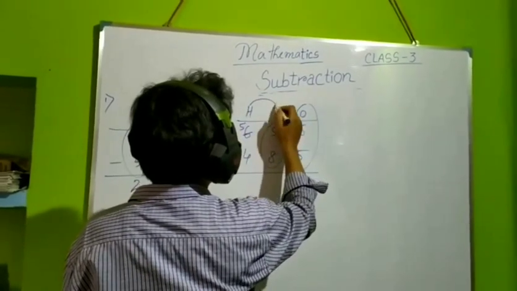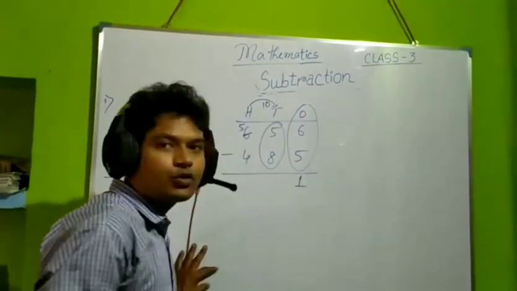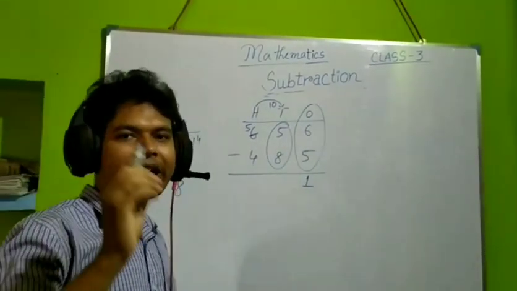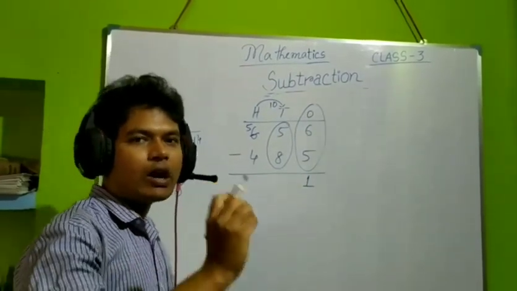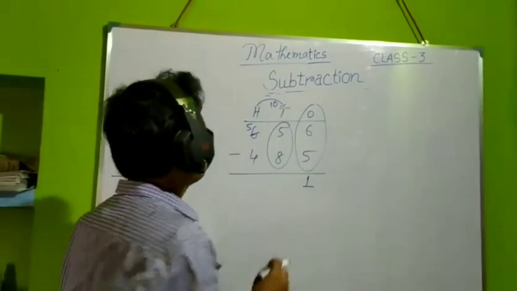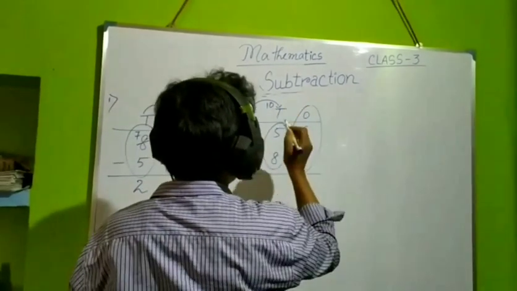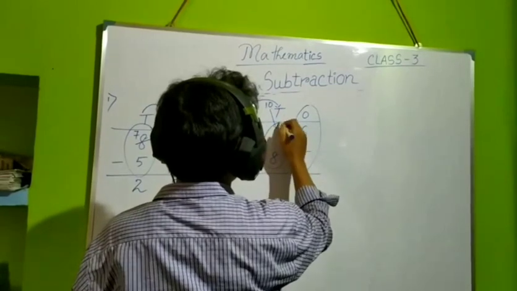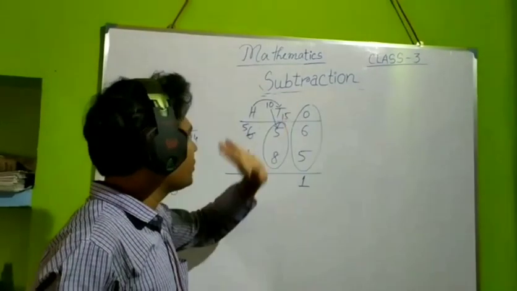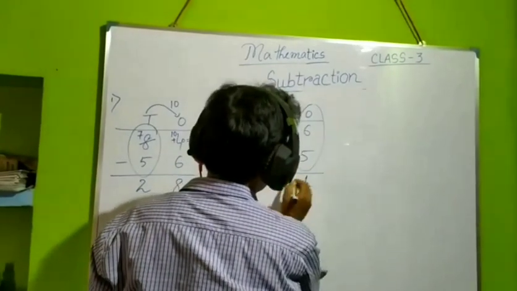So 100 when added in tens place, it adds as 10. As we know, 100 equals 10 tens. So when we write 100 in tens place, then we have to add 10 with 5, which is written at tens place. So 10 plus 5 equals 15. Now the number is 15. So we have to subtract 8 from 15. So 15 minus 8 equals 7.